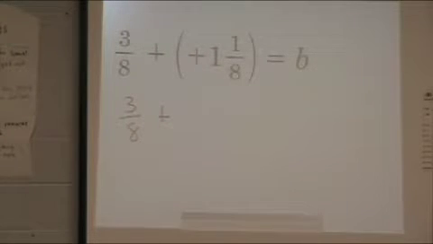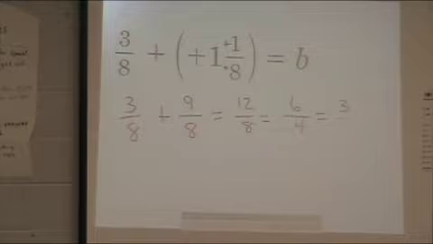8 times 1 is 8, plus 1 is 9 over 8. Good. So I've got 3 plus 9, which is 12 over 8. Now, can we reduce that? Yeah, divide 12 by 2, I get 6, and divide 8 by 2, I get 4. Reduce it again, divide 6 by 2, I get 3. Divide 4 by 2, I get 2.